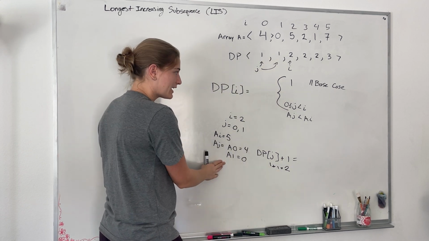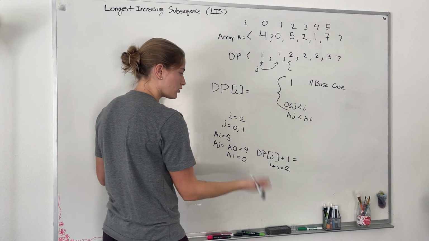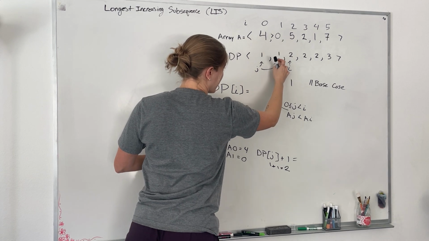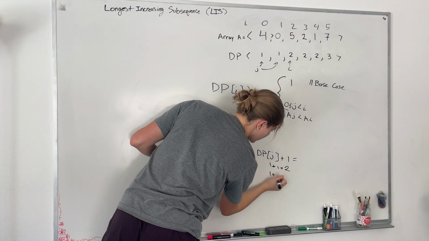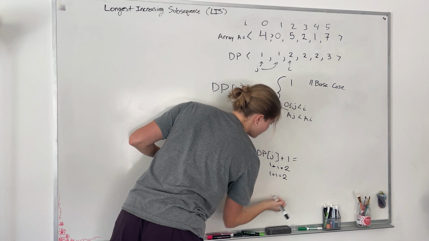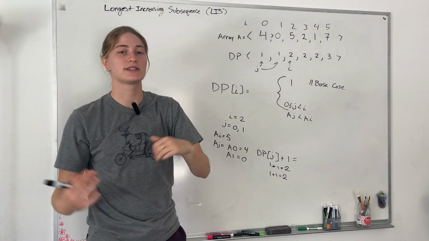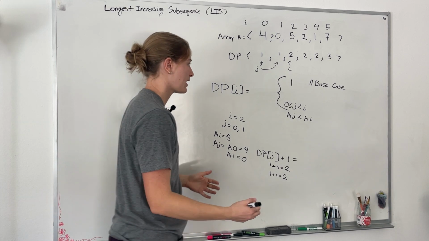And then we have to repeat that again for every single j value. So we're going to repeat it one more time. That's going to be DP of j, j equals 1. That's a 1. It's going to be 1 plus 1 equals 2. And then from there, we want to take the max because we want the longest increasing subsequence, the longest. So we want the max of that.